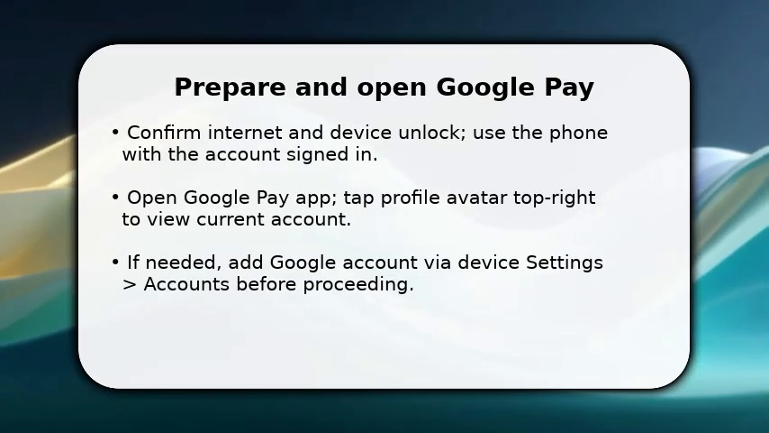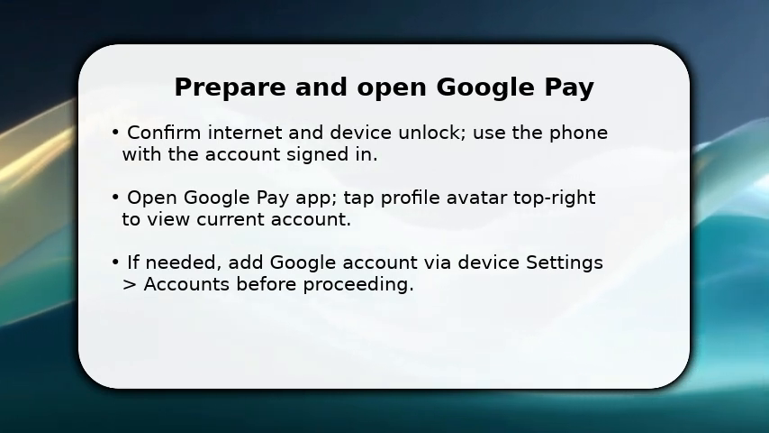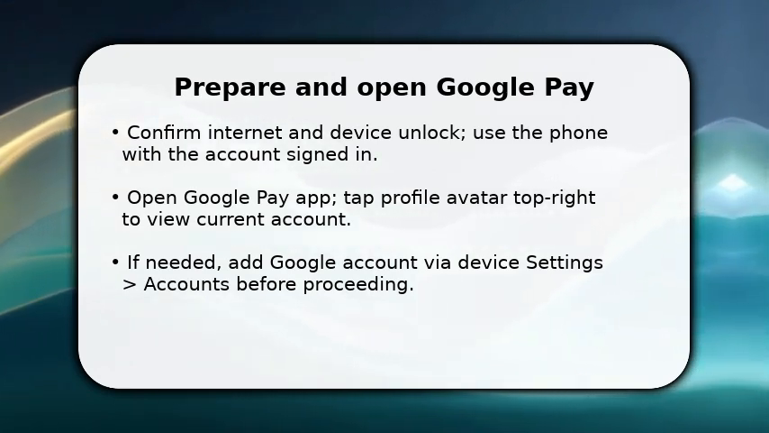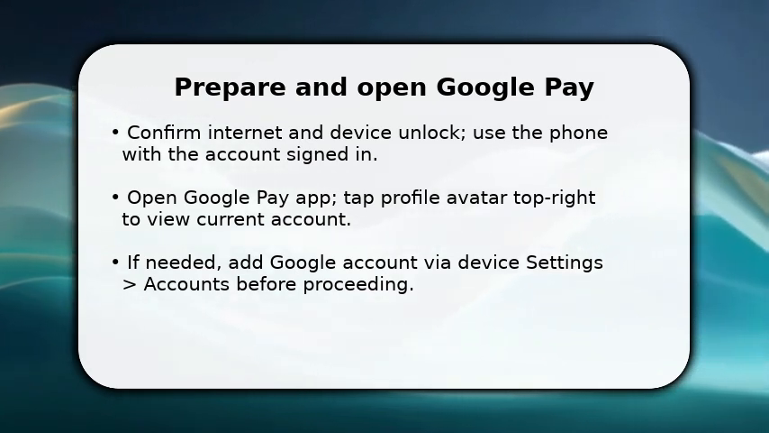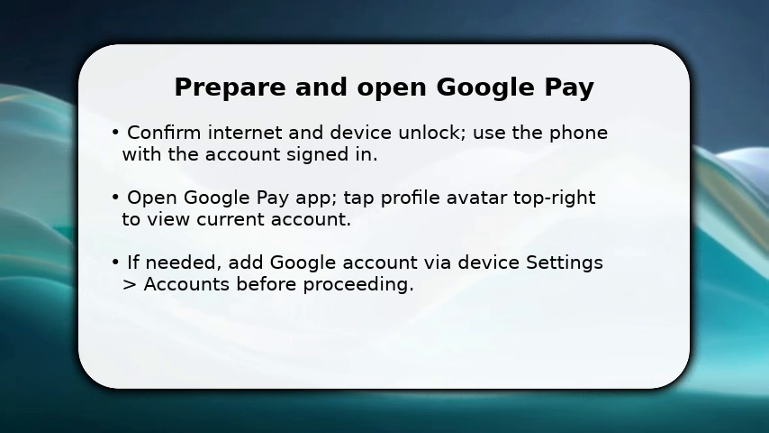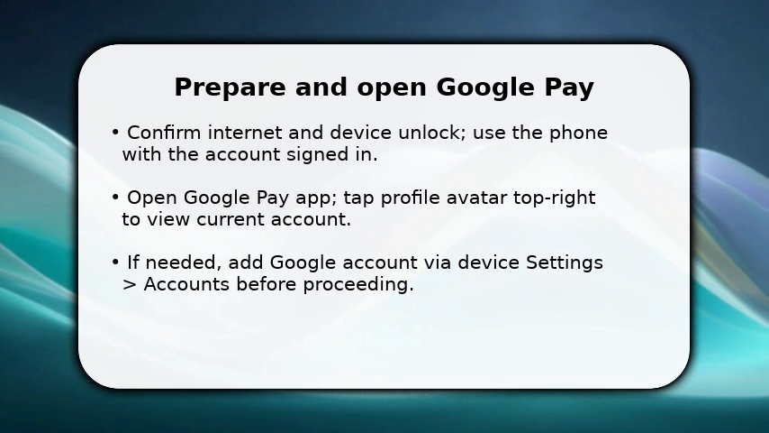You start by confirming your phone is online and unlocked. This prevents interruptions. Open Google Pay and tap your profile avatar in the top right corner so you can see which account is active. If the account you want isn't available, go to Device Settings, Accounts, and add it now. Make sure sync is on.